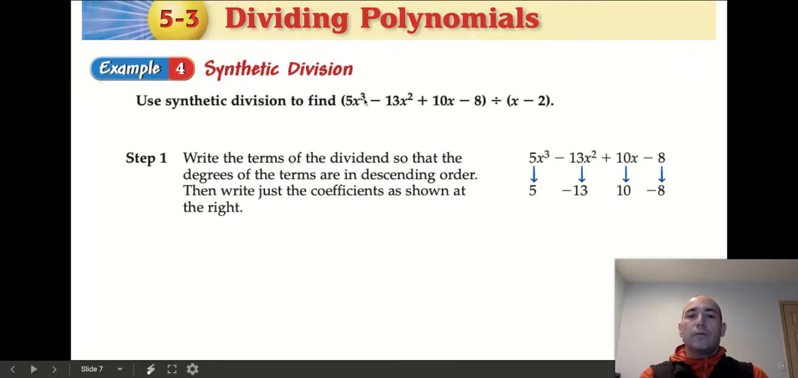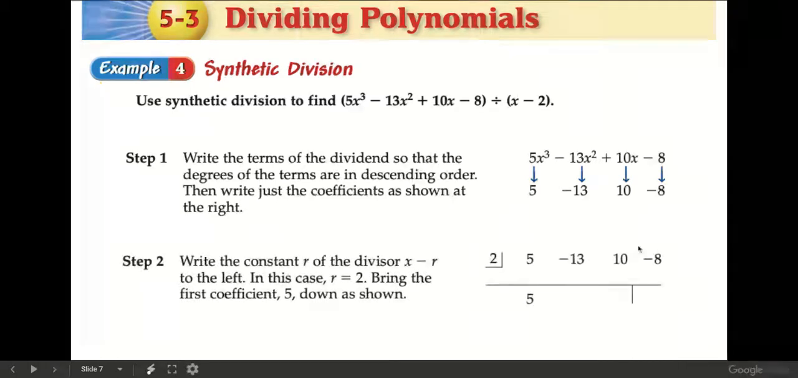First we're going to make sure that this is written in descending order based off the degrees, right? So the exponents. We have the third power, the second power, the first power, and then obviously the 0 power because the variable has 0 power here because you don't see it. Now we're only going to write the coefficients. We're only going to write the leading numbers there. So we're going to write 5, negative 13, positive 10, negative 8. All we need is these numbers now.